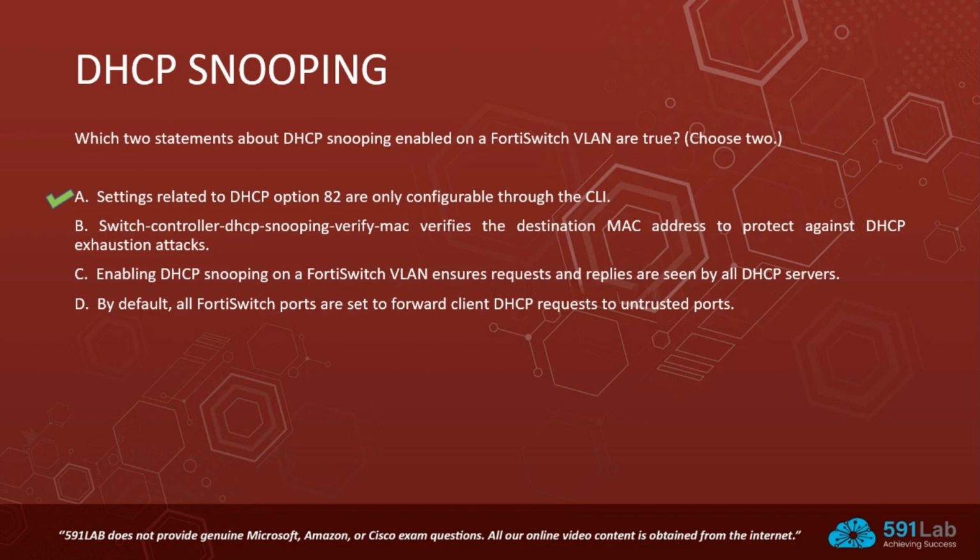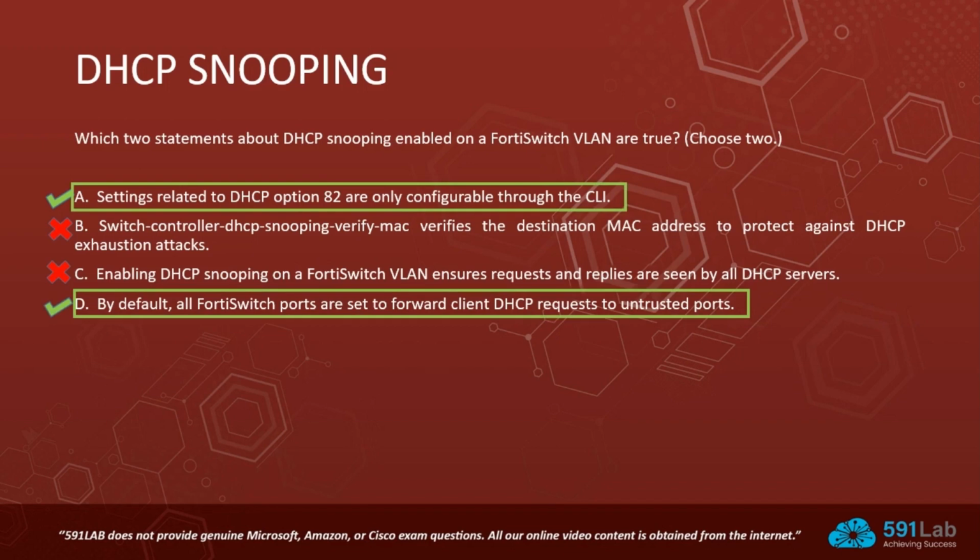Answer C. Enabling DHCP snooping on a FortiSwitch VLAN ensures requests and replies are seen by DHCP servers. No, this answer is incorrect. Answer D. By default, all FortiSwitch ports are set to forward client DHCP requests to untrusted ports. This answer is correct. So the correct answers for this question are answer A and D.